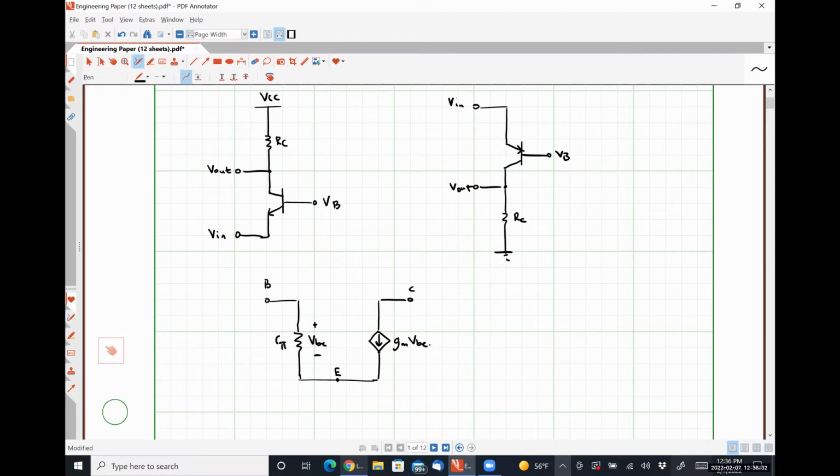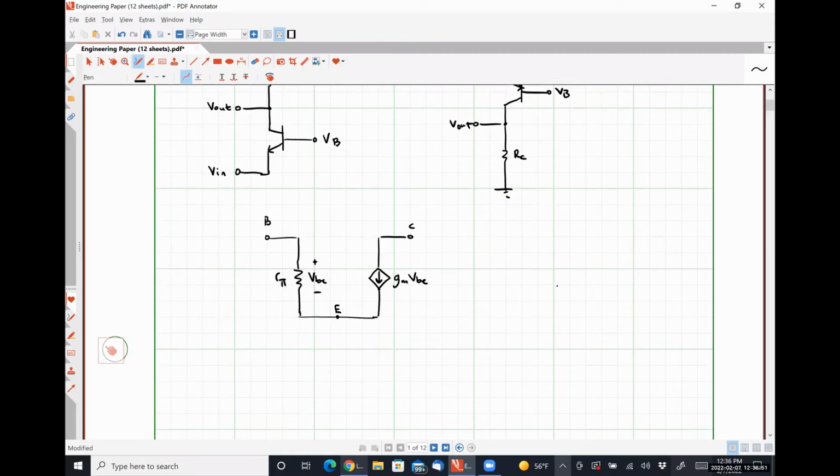Since our power supply VCC looks like an AC ground in our small signal model, between the collector and ground, we have our resistance RC. Okay. So I'm going to put that guy over here. And this node down here at the bottom is going to be our ground.